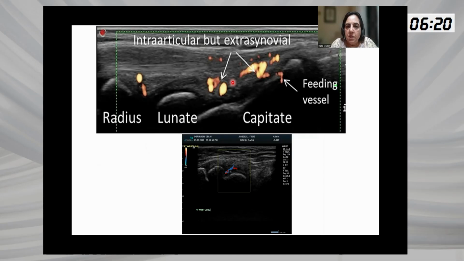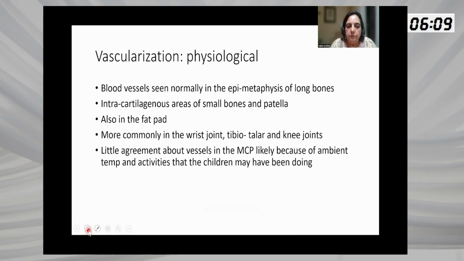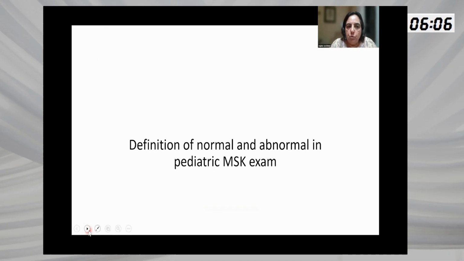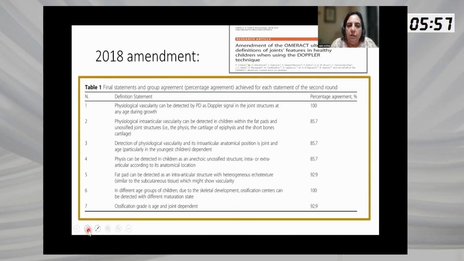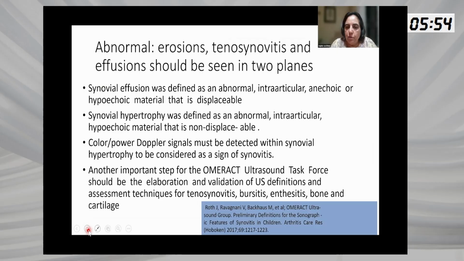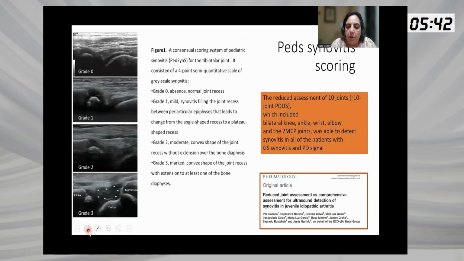Again, you can see Doppler signal within the fat in the joint, and as long as it is not inside of the synovial cavity, this is again physiological and should not be confused. There are standard definitions which have been given by the OMERACT organization that defines what the normal physiological areas look like. And further to that, there are also definitions of what is abnormal. Remember that we would always like to scan a joint in two fields, that is in the long axis and the short axis, and be careful about the Doppler signals as well.